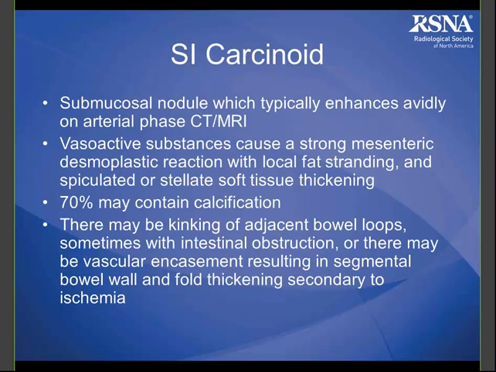Submucosal nodule, which typically enhances avidly on arterial phase. Vasoactive substances cause a strong mesenteric desmoplastic reaction and local fat stranding, the spiculations, the stellate soft tissue thickening, it kind of gives this spoke wheel appearance of the mesenteric metastases, and 70% may contain calcification, so that's pretty high. There may be kinking of adjacent bowel loops because of this extreme desmoplastic reaction in the mesentery, and that can lead to bowel obstruction or vascular compromise as well, maybe some underlying bowel ischemia and fold thickening.